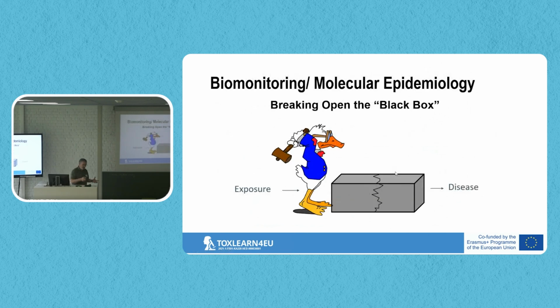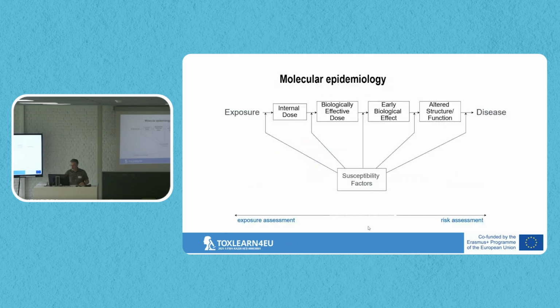So what we actually want to do here is we have our exposure on one hand, we have the disease on the other hand, and the process that is in between, we want to open that up, because usually that is a closed box, and we want to see what's going on there. And we can do that by looking inside the box. So you can have a look at the internal dose.